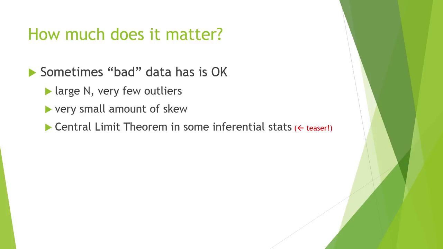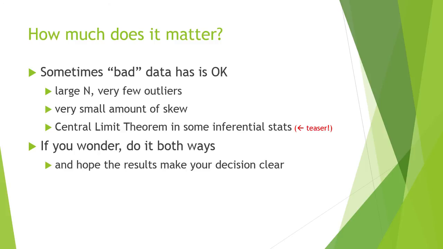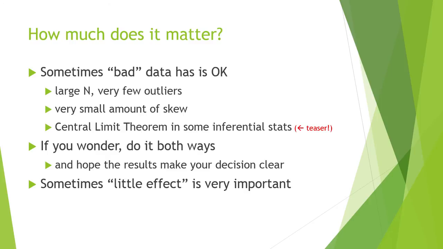You don't know about this yet, but there's this thing called the central limit theorem, where in some inferential statistics that we'll learn later on, really skewed and outlier-y data doesn't actually cause us problems as long as we're doing certain inferential things. Descriptive stuff will kind of break down, but inferential stats will still work, because of the central limit theorem, if you have a big sample size. So if you're wondering which way you should do it, well, you've got a computer. Do it both ways. And you hope that it's either really obvious that you should do it one way or really obvious that you should do it another way. Sometimes you're just kind of in limbo there, but do it both ways and see what happens.